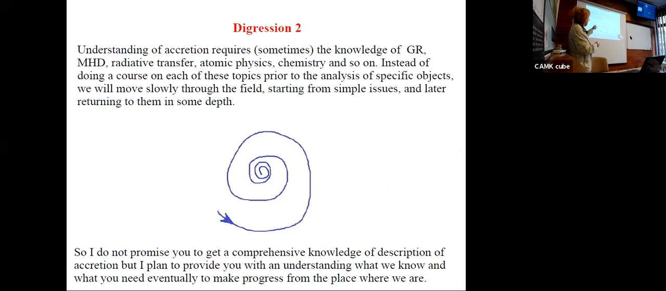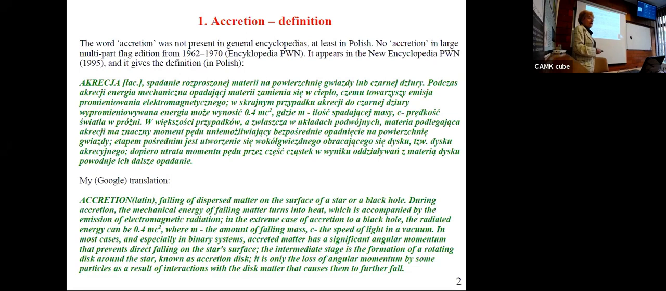Returning to the same things again and again, but each time with some greater depth or insight. So this kind of repeating things is actually my plan. It's not that I'm not well organized or something like that, although the point about organization is sometimes also true. Okay, so we will start with the definition of accretion, right? Because the lecture is about accretion, and even the definition of accretion is not quite obvious.